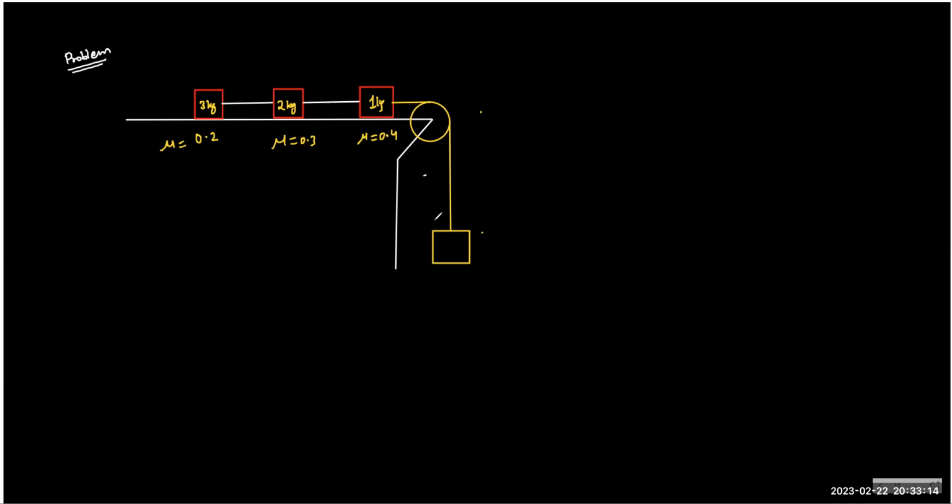So 4, 6, 10, 10, 6, 16. You're supposed to find the tension force in each string and the friction force acting on each block. Think for a while.